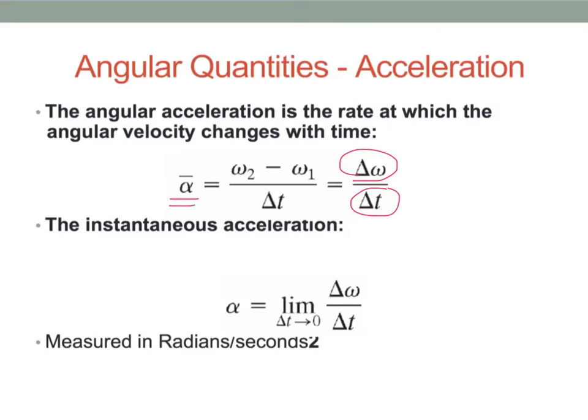So the symbol for angular acceleration is going to be the Greek letter alpha. So alpha is equal to the change in angular velocity over the change in time. And since angular velocity is measured in radians per second, that means that the angular acceleration is going to be in radians per second squared. That will be our unit for acceleration.